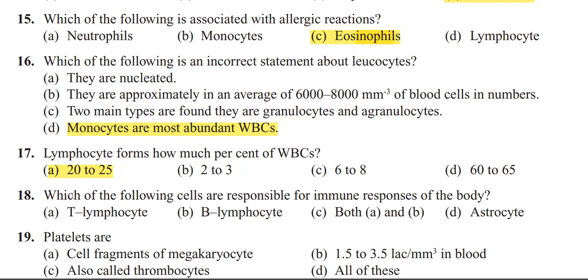Next question. Which of the following cells are responsible for immune response of the body? T lymphocytes, B lymphocytes, both A and B, astrocyte. Both lymphocytes are responsible for immune response.